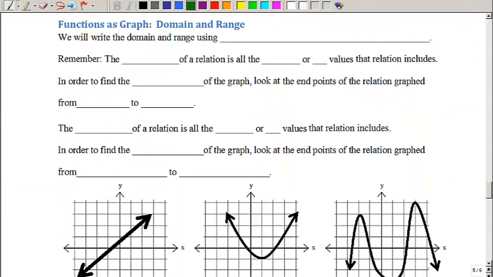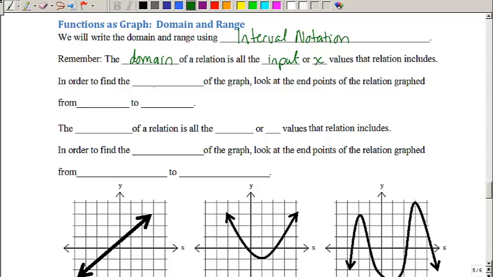Next, we'll look at domain and range for functions as graphs. We will write down the domain and range using interval notation. Remember, the domain of a relation is all of the input or x values that the relation includes.